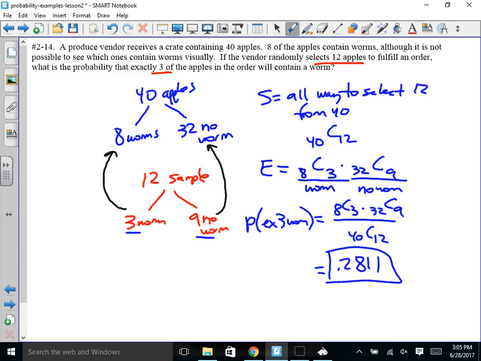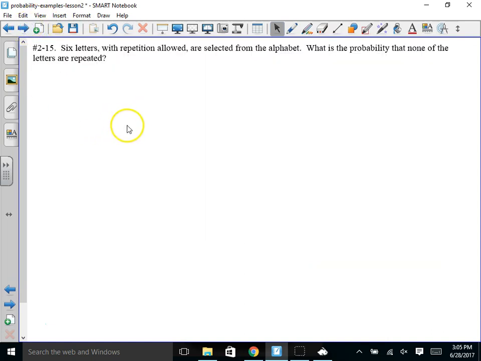All right, good. So one last problem here, and then we'll wrap it up. So the last one, it says 6 letters with repetition allowed are selected from the alphabet. What's the probability that none of the letters are repeated? All right, so again, we're going to use the idea that we list the sample space and we list the event space. So the sample space would be 6 letters selected from the alphabet.